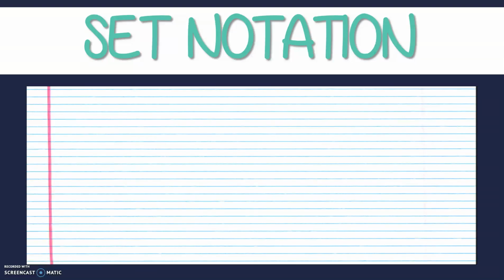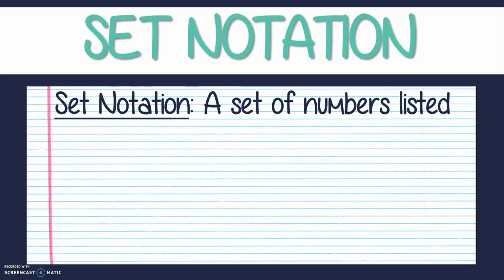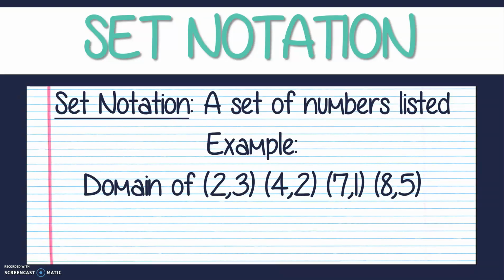In order to accurately represent the domain and range, we use something called set notation. Set notation is a set of numbers listed, and what we use are a set of braces. So for the domain of the following example here, with the numbers 2, 4, 7, and 8, what we would do is start off with a brace. And then we would list the numbers 2, 4, 7, and 8, and then we close it with a brace. And so you can see this looks different than the intervals we were working with in our inequalities, which had the parenthesis or the bracket. So this uses a squiggle.